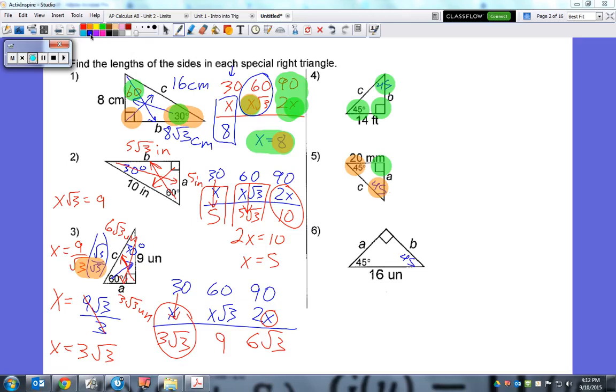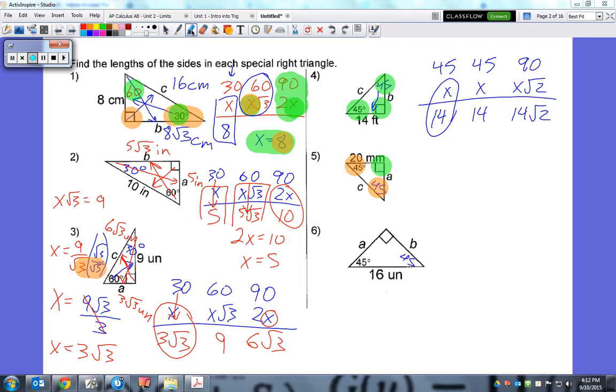So now, real quick, I will do these examples. Again, they work just like the other column. 45, 45, 90. It will be x root 2. This is from memorization. And then I'm given the opposite from 45. So if this is 14, and that's x, I know that the next one's 14, and then the next one is 14 root 2. I've established x as 14. When I plug it in, I'm going to get 14. Plug it in, I'm going to get 14 root 2.